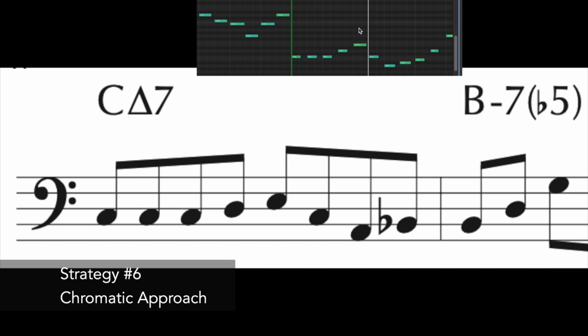So the sixth strategy we can use is called the chromatic approach. And the chromatic approach is basically like the scalar approach, but we're going to approach a note a half step away. So in this case, we're going to try to approach our target note, like B, right, of the next chord by either a half step above or half step below.